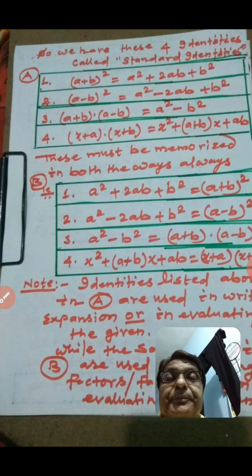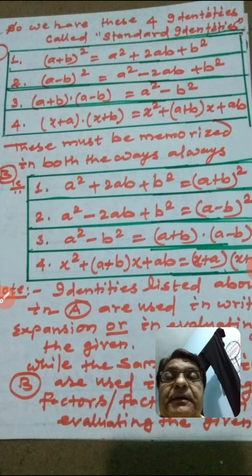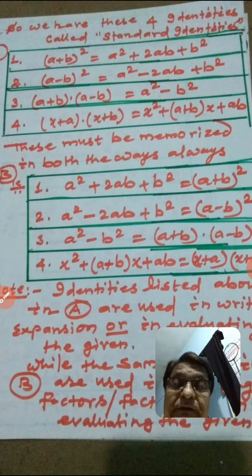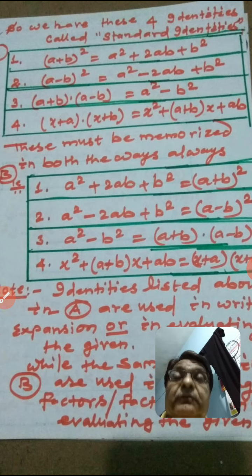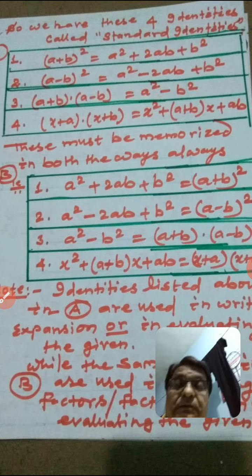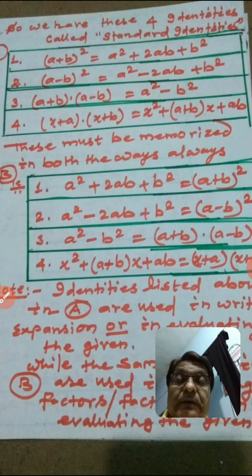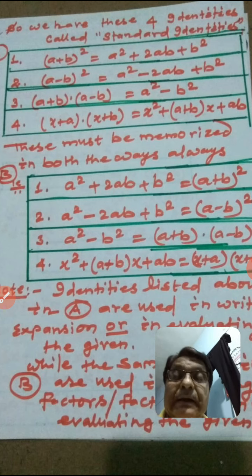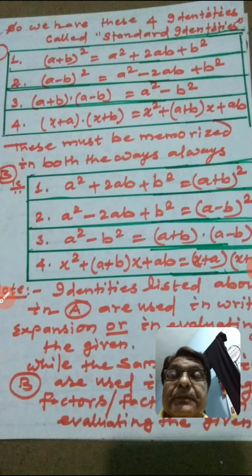Now in this way we can list what identities we have derived till now. These identities are written at one place, under name A, capital A, four identities we have. These are a plus b whole square equal to a square plus 2ab plus b square. Next, a minus b whole square equal to a square minus 2ab plus b square. Next one, a plus b into a minus b equal to a square minus b square. And the fourth or last one, x plus a into x plus b equal to x square plus a plus b into x plus ab.